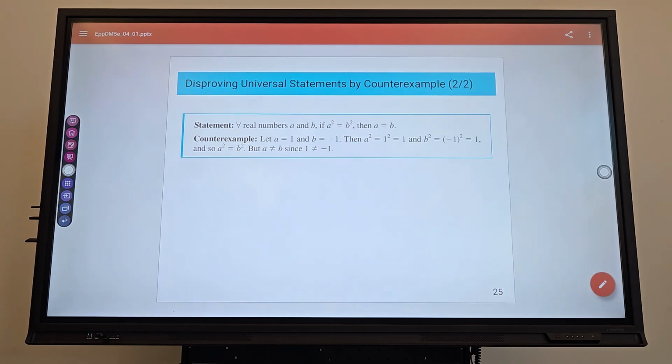Statement: for all real numbers a and b, if a squared equals b squared, then a equals b is false because of the counterexample a equals 1 and b equals minus 1.